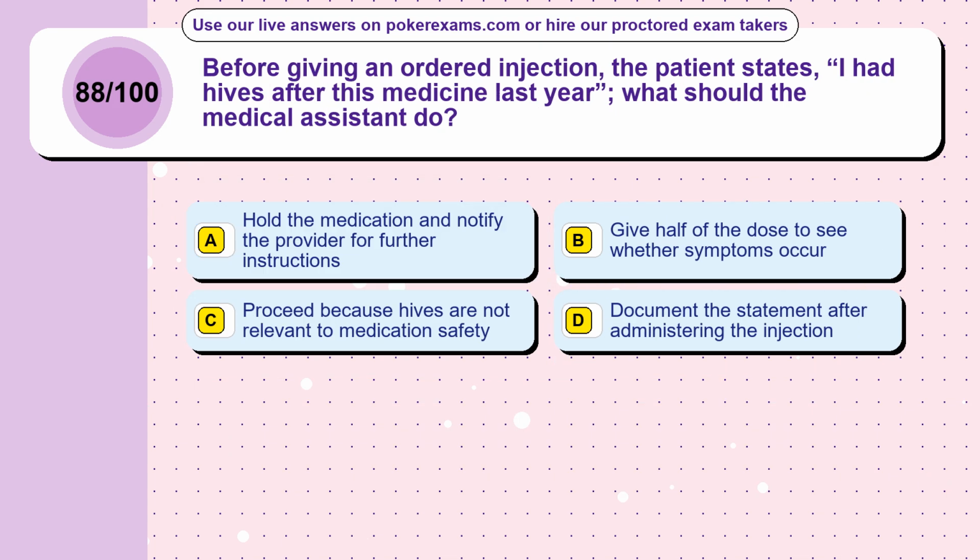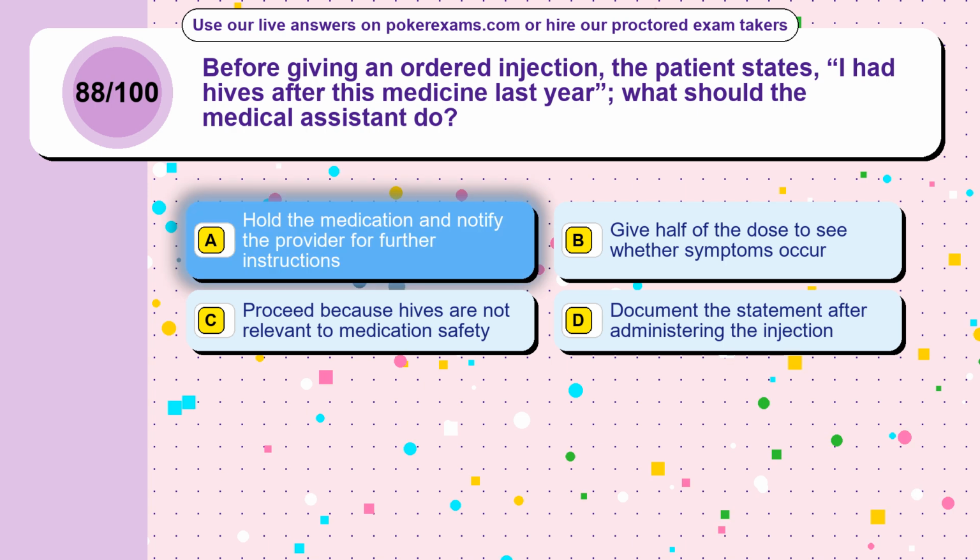Question 88. Before giving an ordered injection, the patient states, "I had hives after this medicine last year." What should the medical assistant do? Option A. Hold the medication and notify the provider for further instructions. Option B. Give half of the dose to see whether symptoms occur. Option C. Proceed because hives are not relevant to medication safety. Option D. Document the statement after administering the injection.